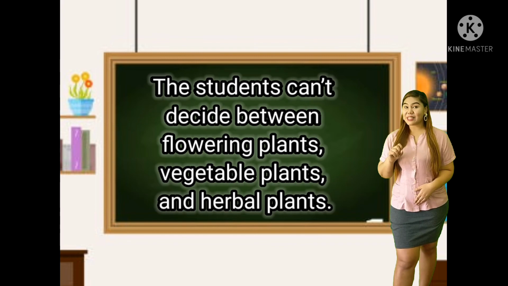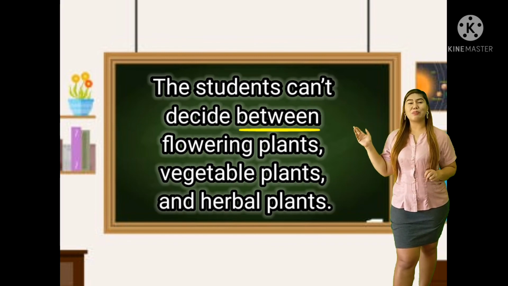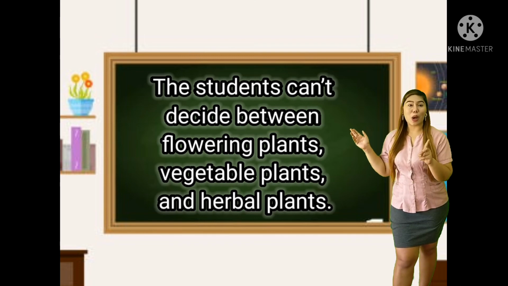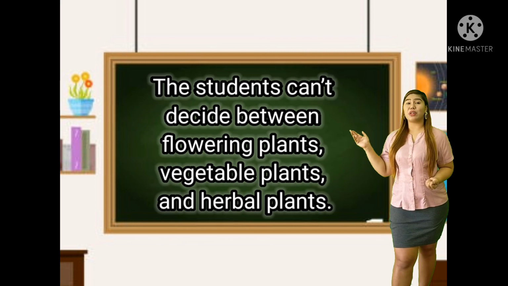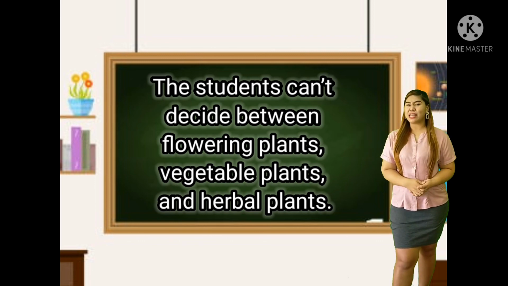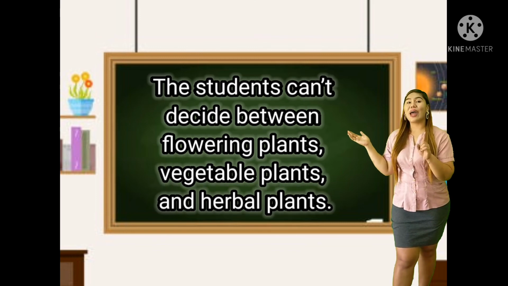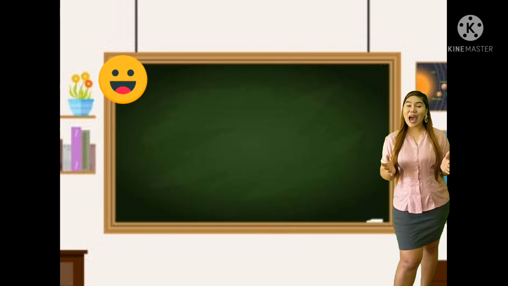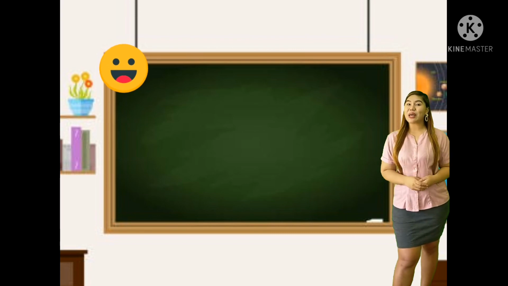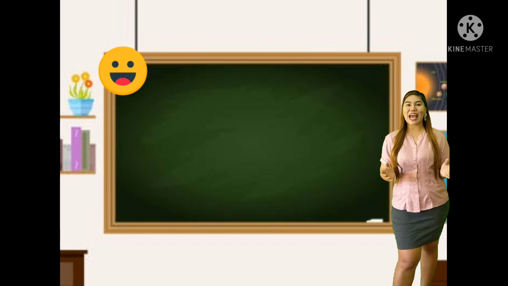In this sentence, between can also be used when we talk about more than 2 things as long as they are distinct and not the same and individual items. What are those distinct or not the same items? Yes, the answers are flowering plants, vegetable plants, and herbal plants. And now, let's try some examples as a practice exercise.